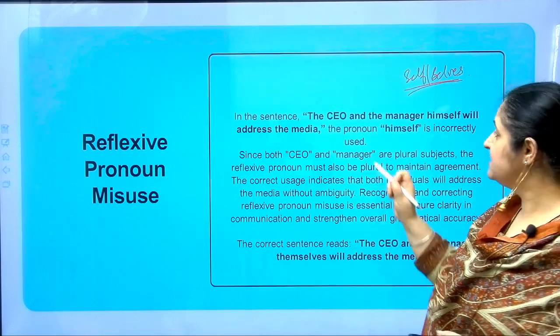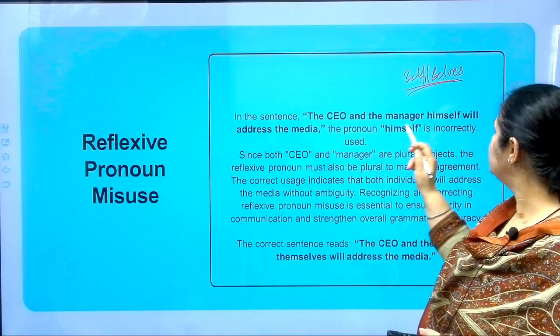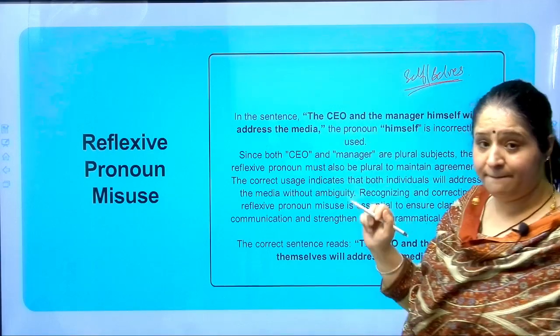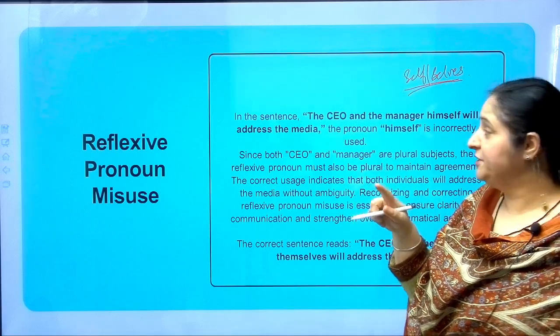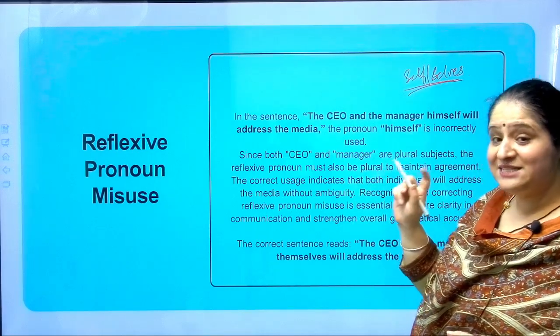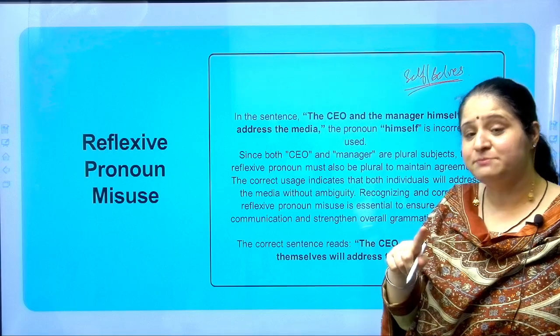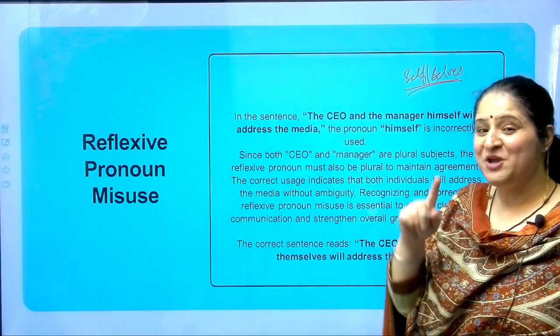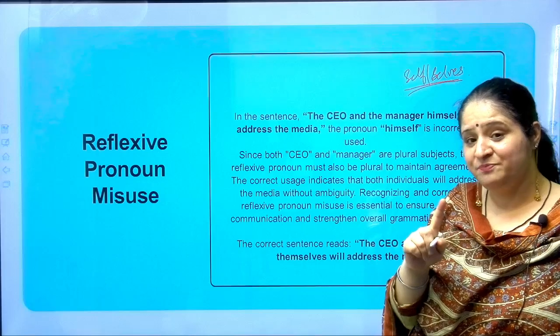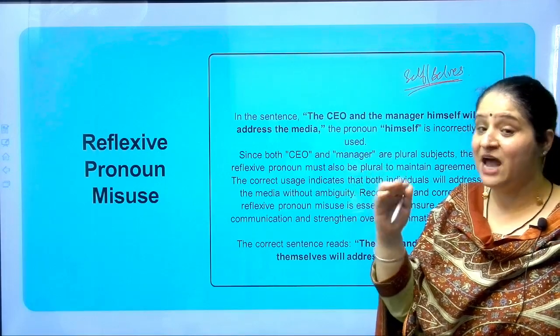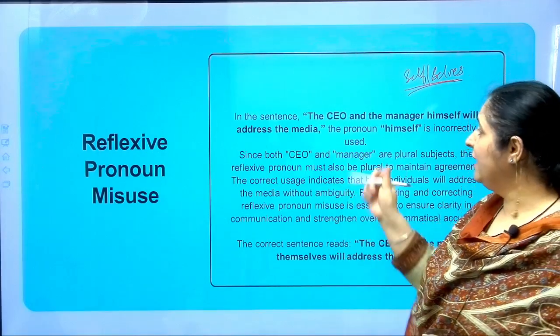The sentence says, the CEO and the manager himself will address the media. Right? Now here we need to understand, if you have studied subject-verb agreement very carefully, you must understand this. The CEO and manager can be one person and it can be two different persons. And how do we come to know about that?